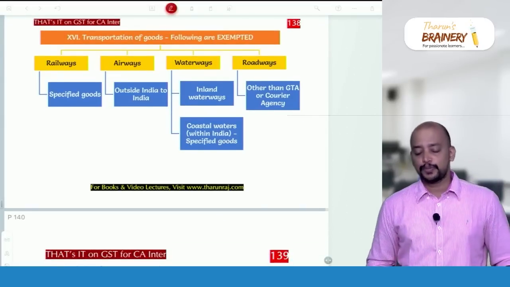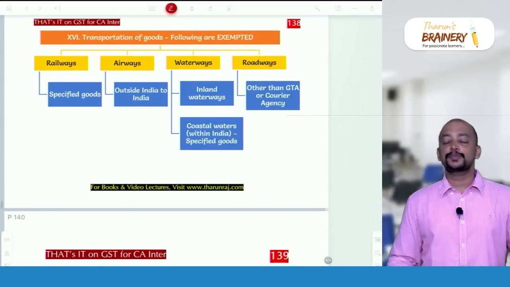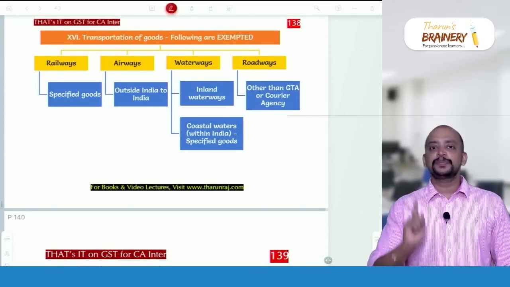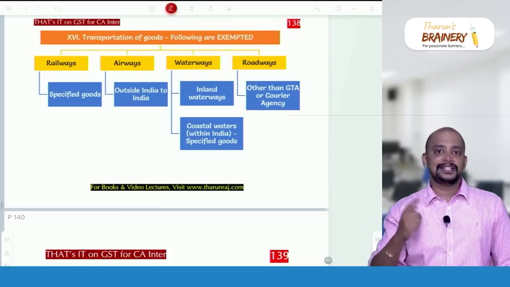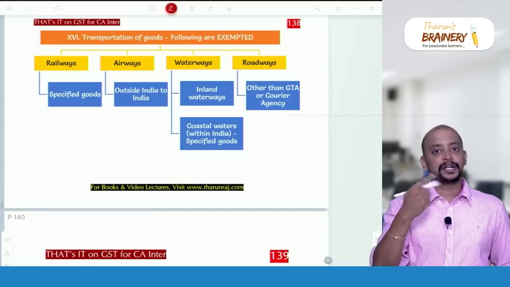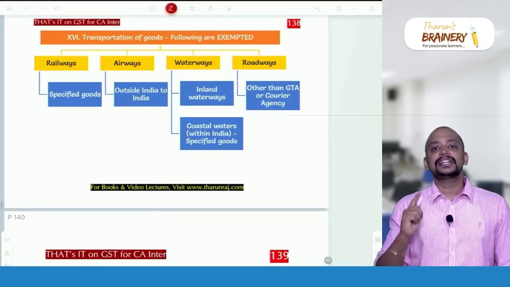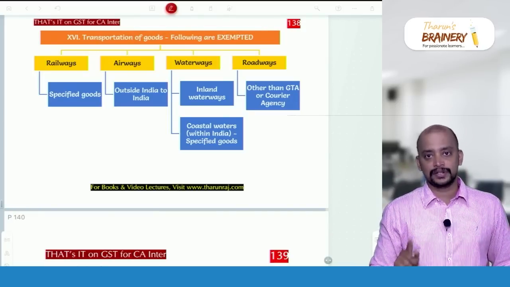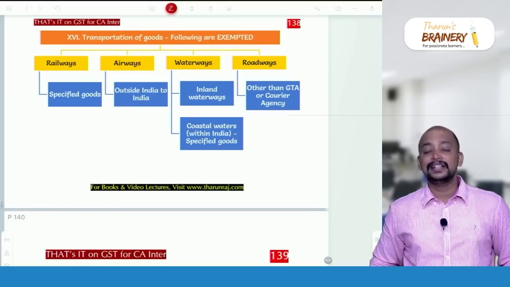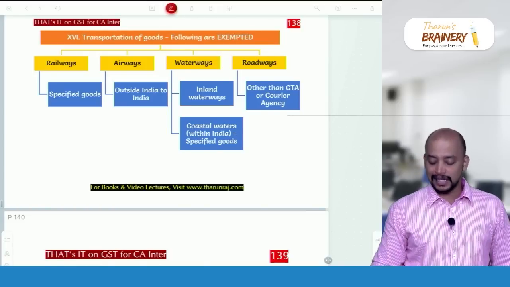Then in case of transportation of goods, the following are exempted. Transportation of goods by railways, only specified goods is exempted. Airways: from outside India to India is exempted. Previously India to outside India was exempted, but now it is omitted. Then waterways: inland waterways, and in case of coastal goods, specified goods within India. Then roadways other than GTA, courier agency, everything else is exempted.